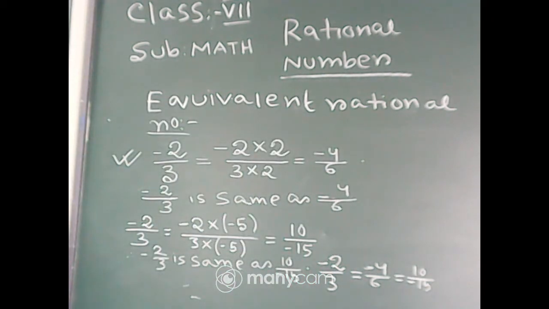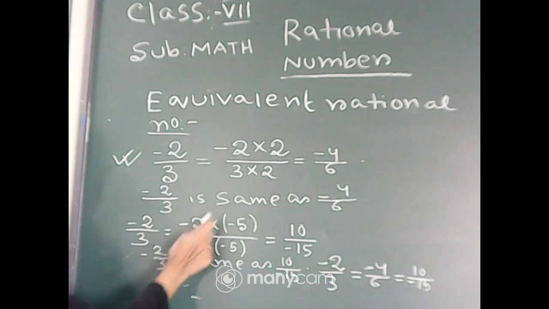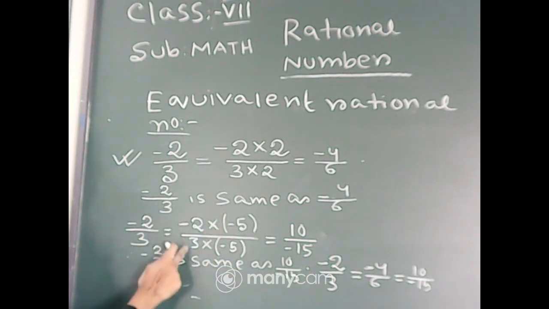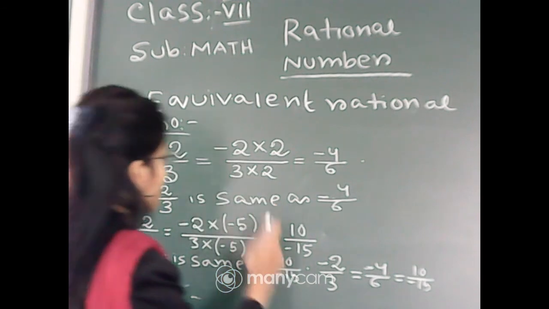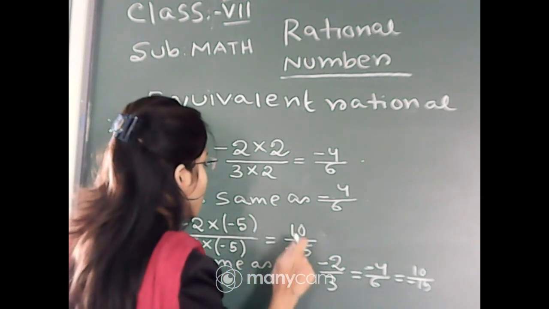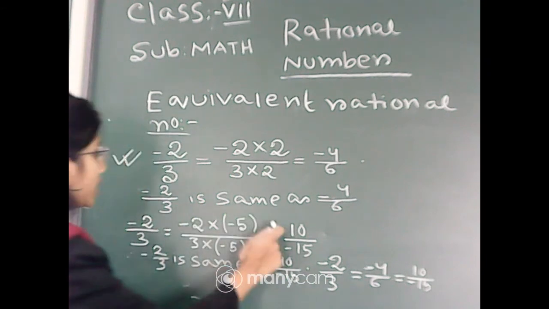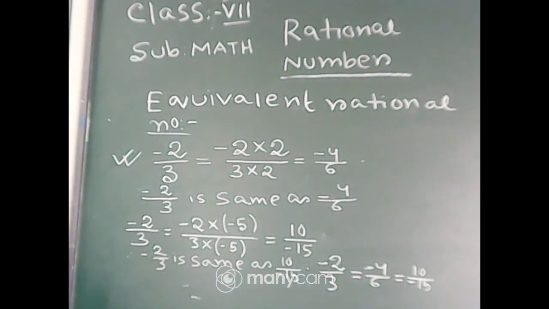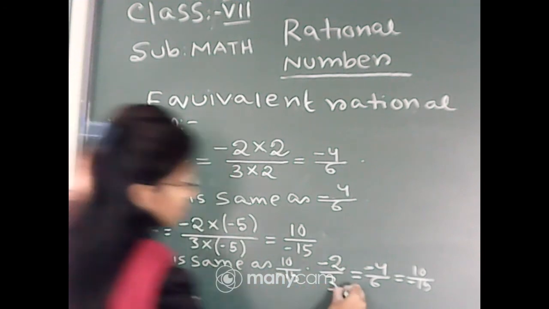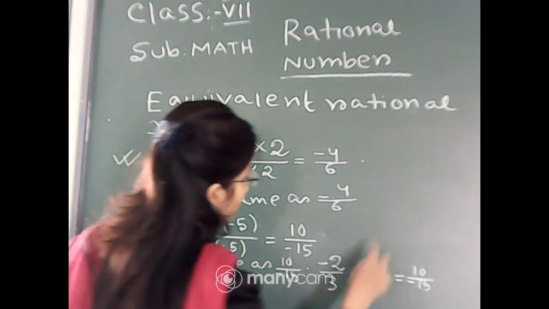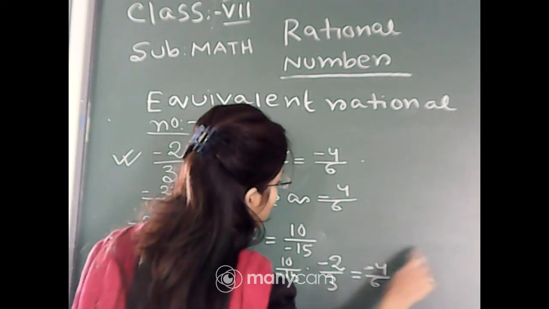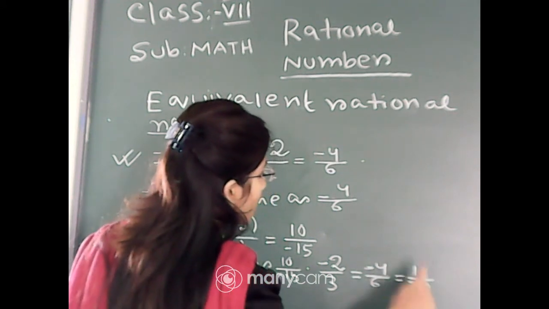Again I repeat, minus 2 divided by 3 is equal to minus 2 into minus 5 divided by 3 into minus 5, that is 10 divided by minus 15. Since these two are equal, we say that minus 2 by 3 is same as 10 divided by minus 15. Therefore, minus 2 by 3 is equal to minus 4 by 6 is equal to 10 divided by minus 15.